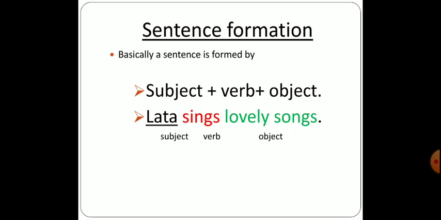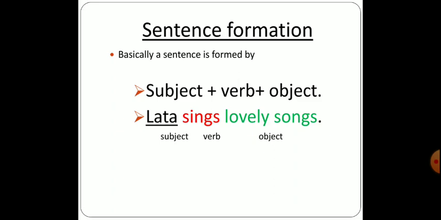Now the next one, that is verb. You can clearly see over here that the word sings is highlighted in red. Now what do you understand by verb, or what is the definition of verb? Action doing words are considered as verbs. So over here the action of singing is being done. So this is called verb. The action words are known as verbs. For example, singing, eating, dancing, walking, sleeping. These all are examples of verbs.